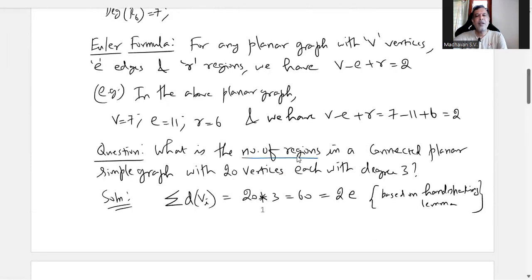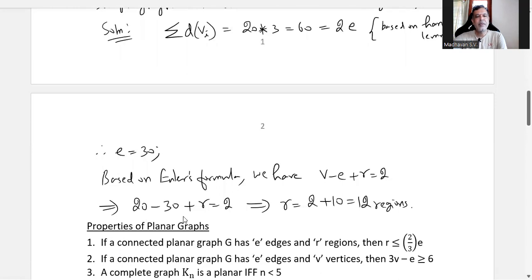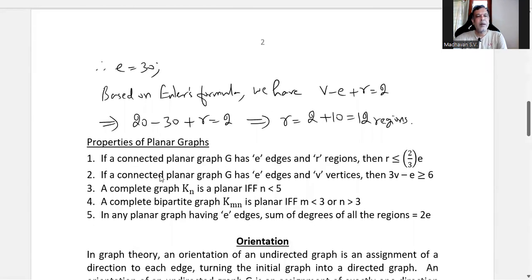Question: what is the number of regions in a connected planar simple graph with 20 vertices, each with degree 3? So the sum of degrees of vertices is 20 times 3, which is equal to 60. And that is nothing but 2 times E. So based on the handshaking lemma, what we had seen earlier, therefore E is equal to 30. Based on Euler's formula, we have V minus E plus R, which is 2. That means 20 minus 30 plus R equal to 2, which means R will be 2 plus 10, and that will be 12 regions.